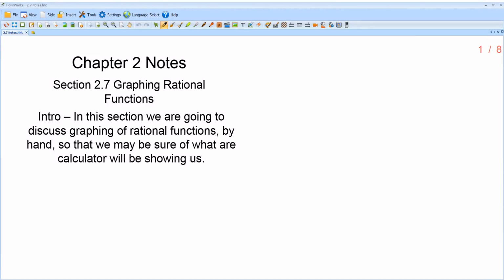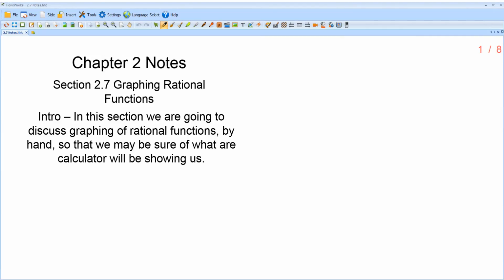So in 2.6, all we talked about was vertical asymptotes, zeros, domain restrictions, horizontal asymptotes. Now what we're going to do is mix all that together so that we can graph rational functions. But we're going to do this by hand. So if you're sitting there with your calculator next to your hand, put it away. You don't need it. You're not going to be allowed to use it, and we're going to have to do this without it.